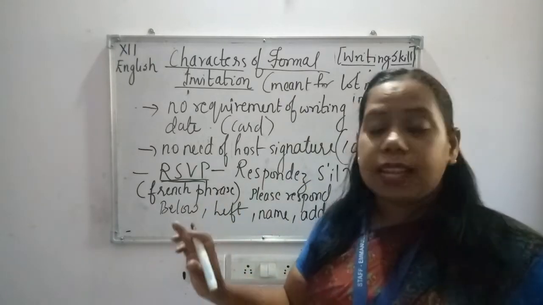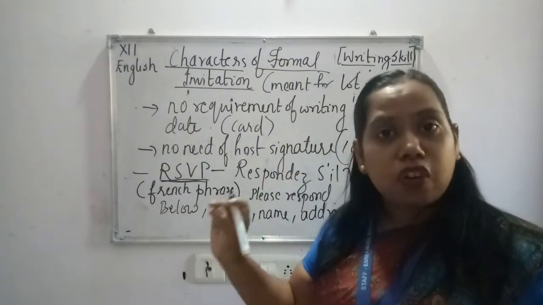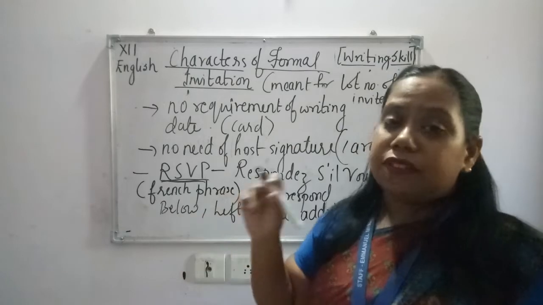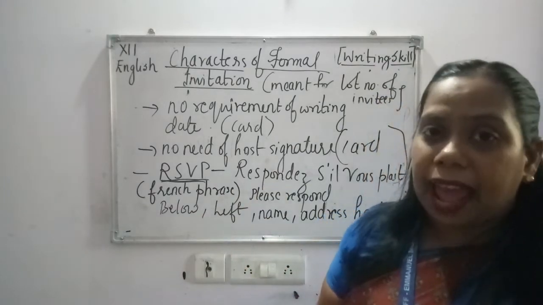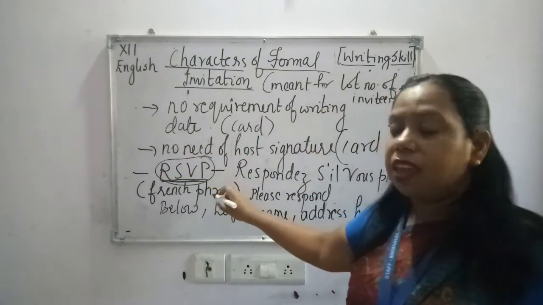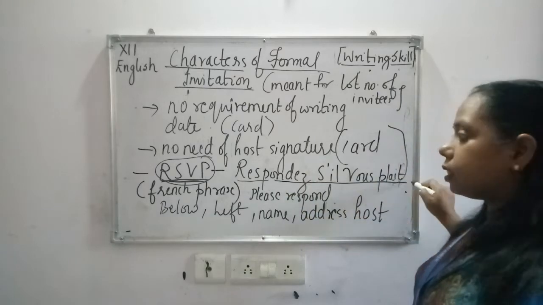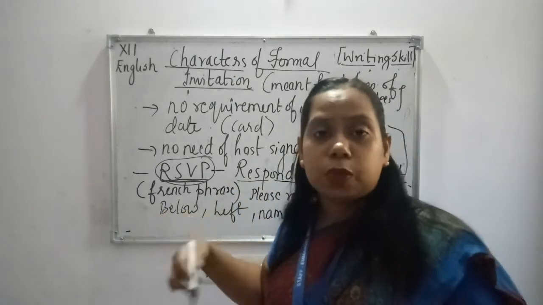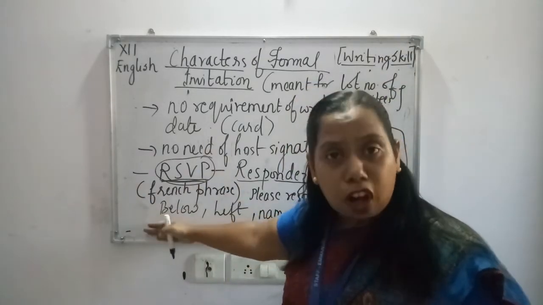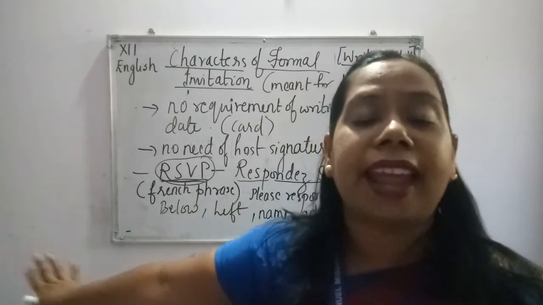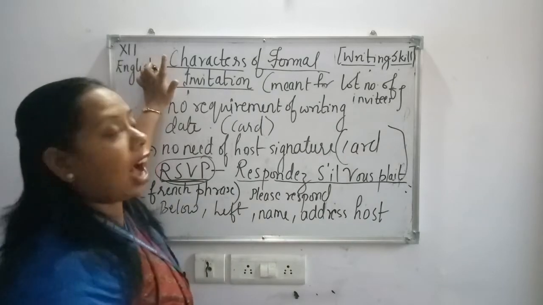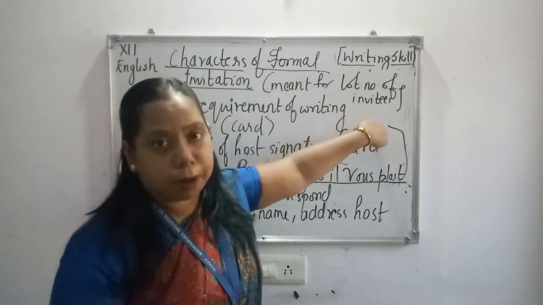Always remember the card is written in third person case. If there is a chief guest, you need to highlight that in the card. Another thing to focus on is RSVP, the French phrase which means please reply. It is always written on the left-hand corner below side along with the name and address of the host. My dear children, these characteristics are for a formal invitation meant for a large number of invitees.